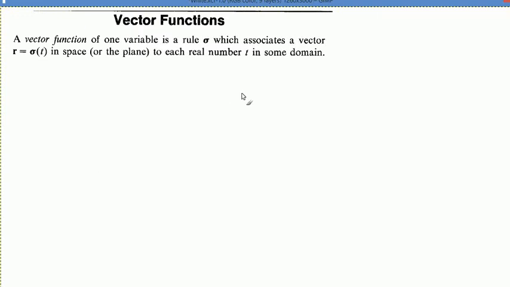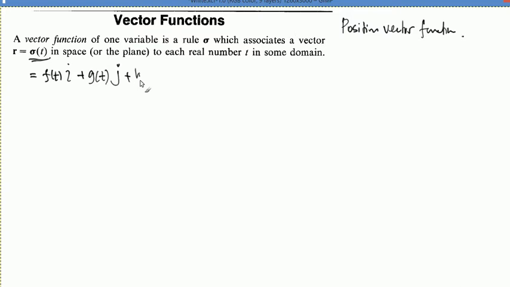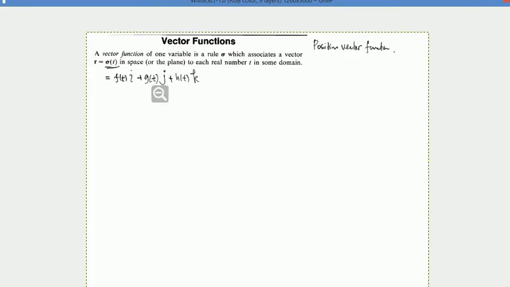What we do here in this class is mostly begin with the position vector function, right? So if you write down sigma t, that comes with a component f(t) multiplied to the i vector, and g(t), that's a calculus 1 function, multiplied to the j vector, and h(t) multiplied to the k vector, right? So the whole thing is a vector. It's indicating position, relative position from (0, 0, 0), right? One more thing.